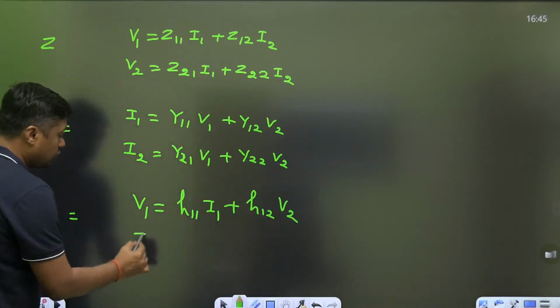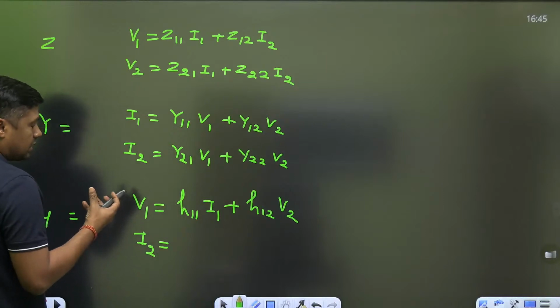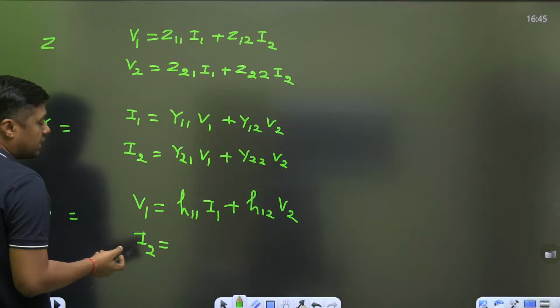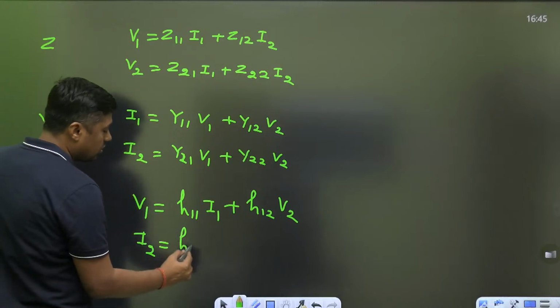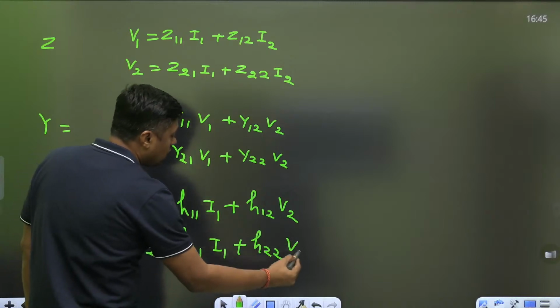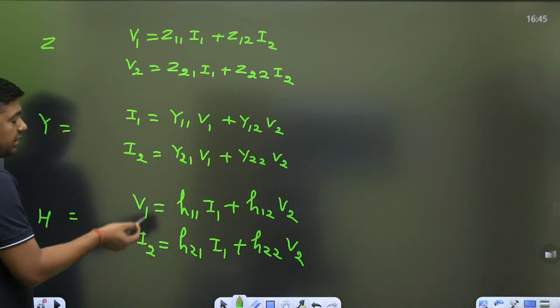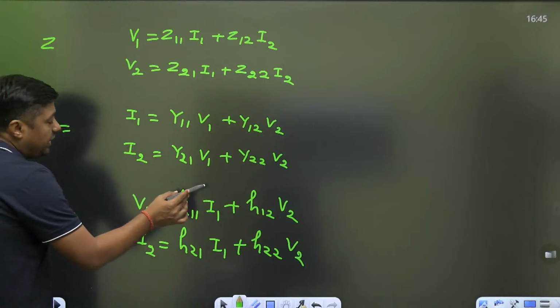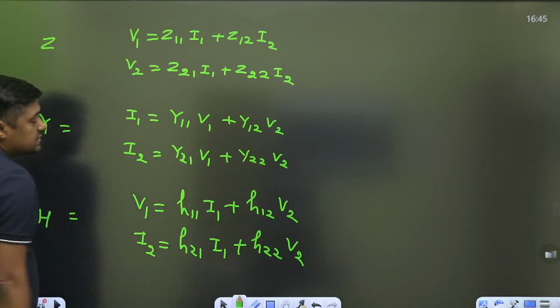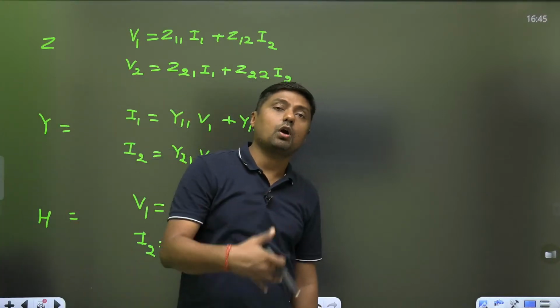And then what? I2 is the second, because it is used in the transistor. So when we are learning the transistor, automatically you will get the importance of that. So H21 I1 plus H22 V2. So what are the dependent variables? V1 and I2, input voltage and output current. What are the independent variables? Input current and output voltage, because of early effect and so on. So in this way we can recall.